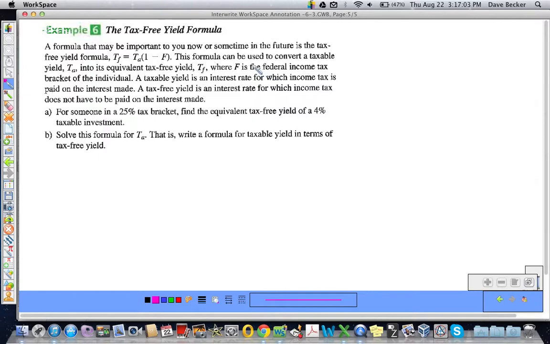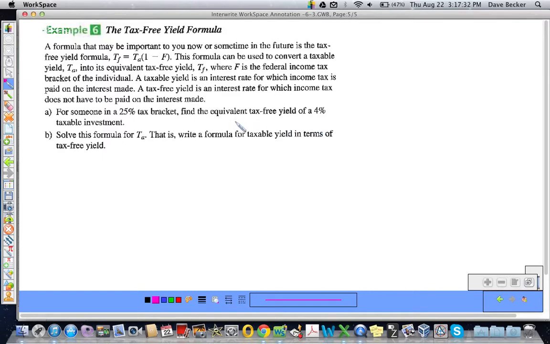So let's see. A taxable yield is T sub a. Tax-free is T sub f. And f is the federal income tax bracket of the individual. And then they explain what a taxable yield is, and I will let you read that. So let's see, Part A. For someone in a 25% tax bracket, find the equivalent tax-free yield of a 4% taxable investment.